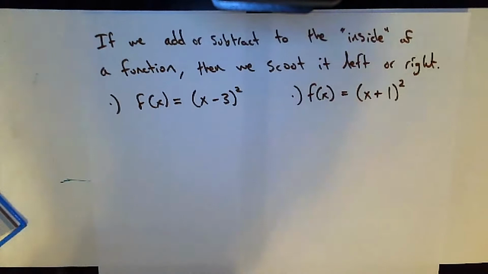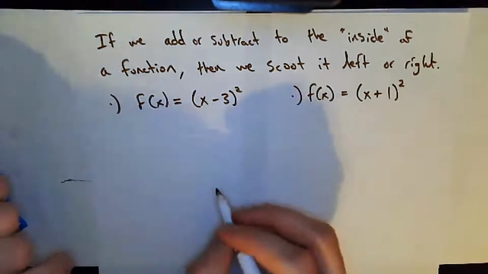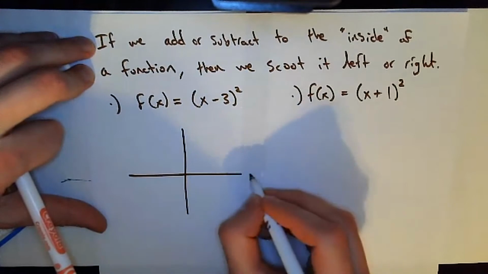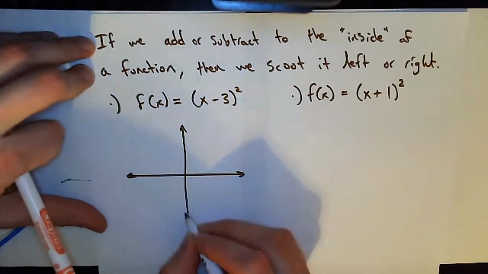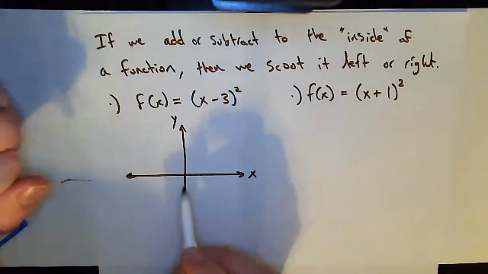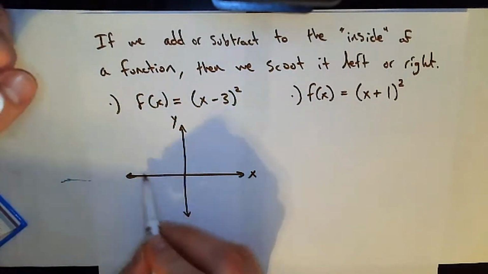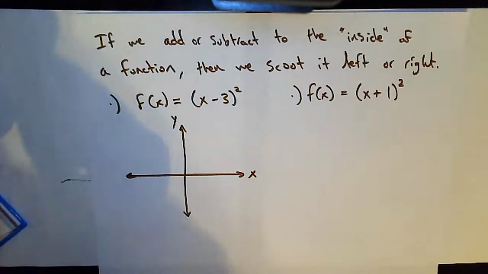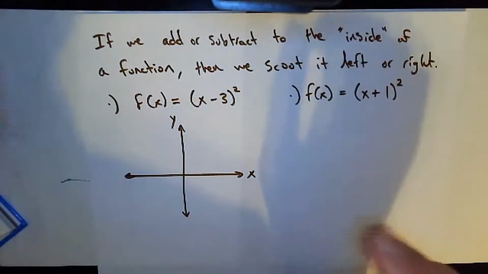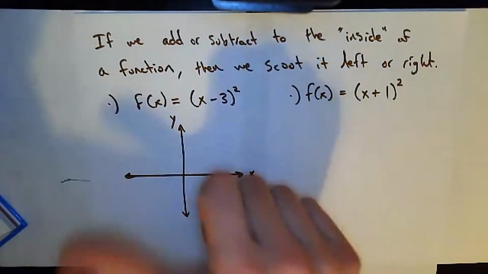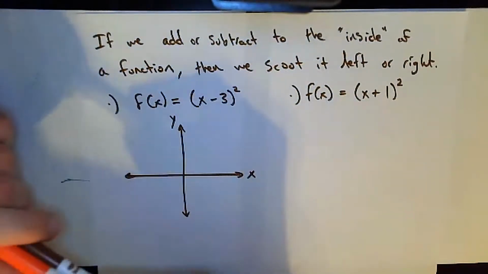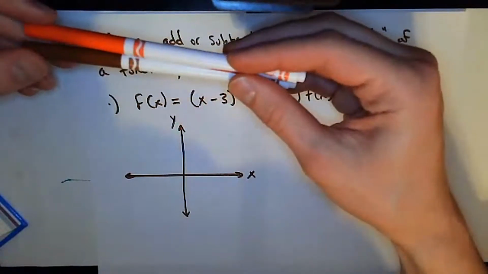What are these going to look like? Well, I've already said they scoot left or right, so we know it should be a parabola somewhere on the x-axis. The question is, does minus 3 scoot it left or right? It should be by 3, but is it left or right by 3? And it's going to be to the right, towards the positives, which might be a little counterintuitive.